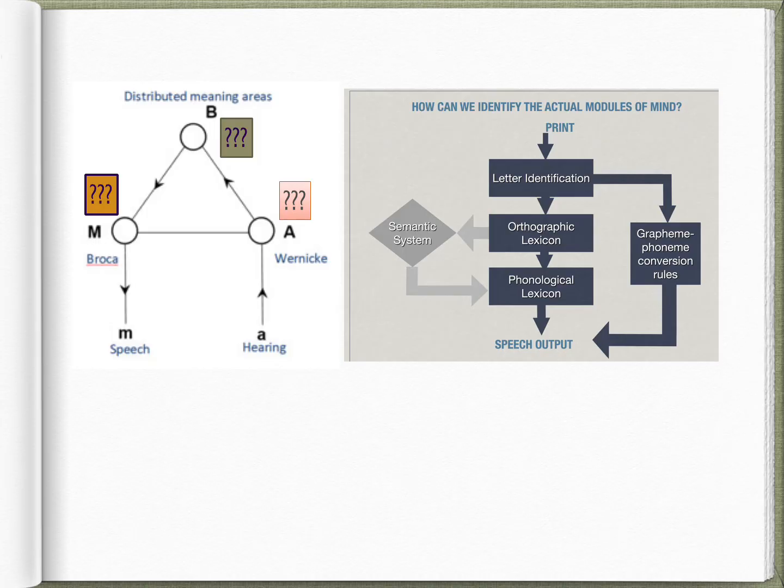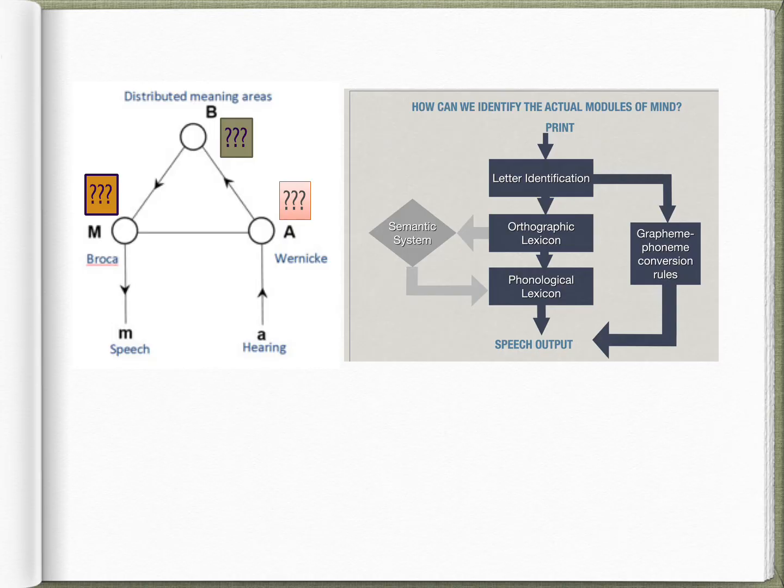So if I asked you what in this diagram is the analog in the written form with respect to Wernicke's diagram, A would be the orthographic lexicon because it's an input mechanism. M would be the phonological lexicon because it's the output, it's the pronunciation, right? And there's the ideation, or B, that's the semantic system. Okay? This is a very similar idea.